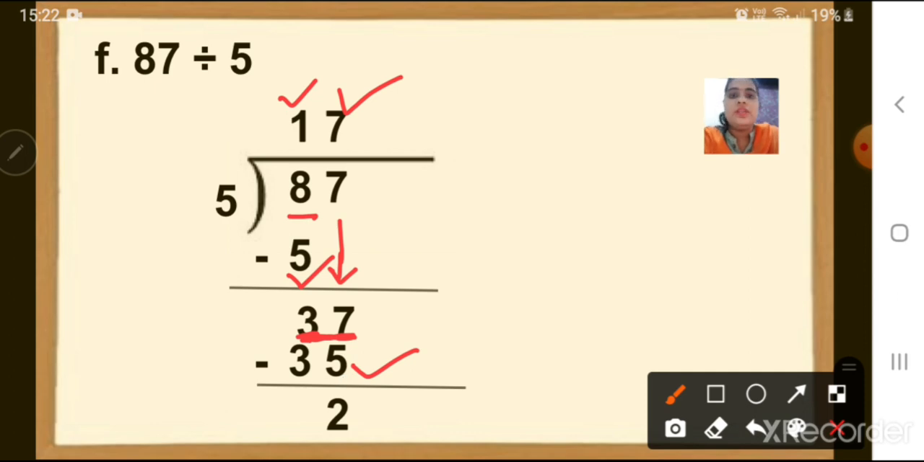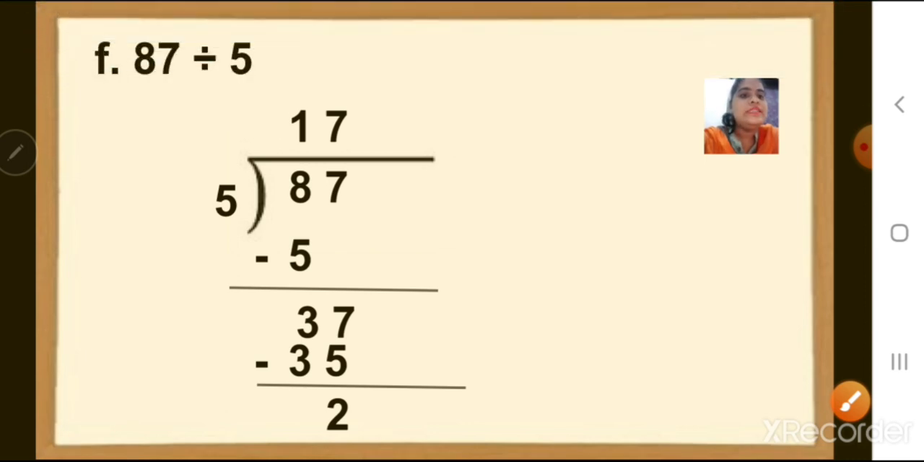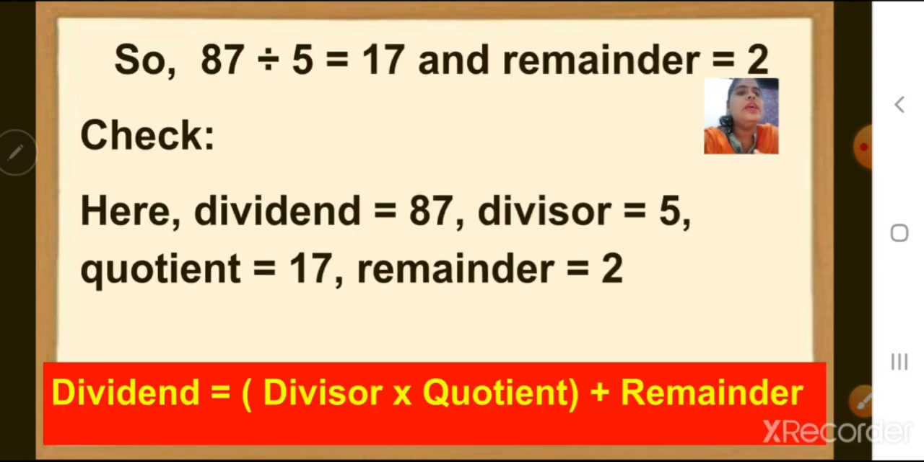Now let us subtract 37 minus 35. 7 minus 5 is 2 and 3 minus 3 is 0. So 37 minus 35 is equal to 2. So children, is there any other number left to carry down? No, there are no numbers left. So number 2 is our remainder and number 17 is our quotient. After that we have to check.